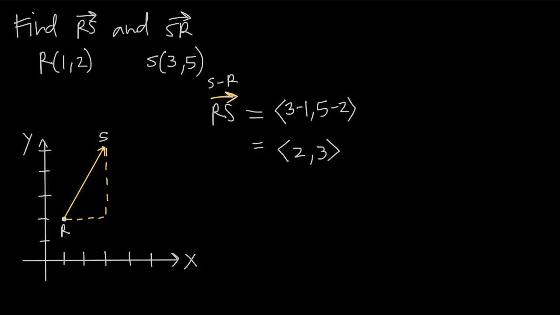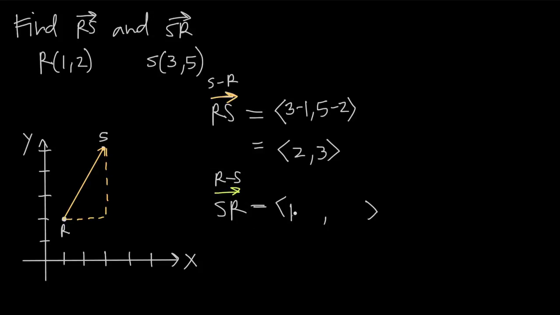What if I want to find the vector SR? So let's go ahead and say here the vector SR, and we'll indicate this vector in green. Well, remember, we always take the values from the second point and we subtract the values from the first point. So this is going to be R minus S. And we'll use our angle brackets here. So we're going to take the values from R, so in this case 1, and subtract the values from S, so 3. So we just flip it.